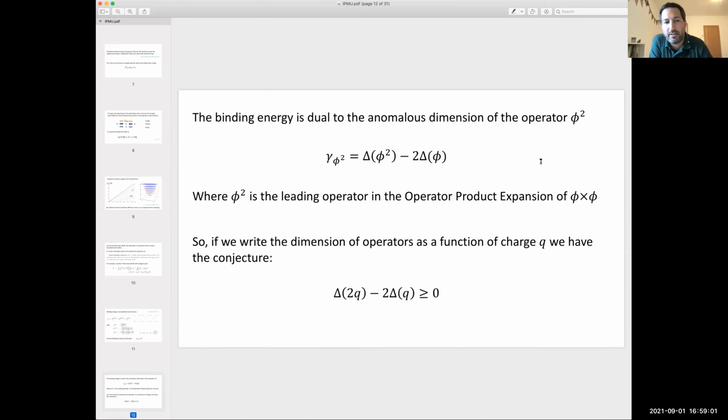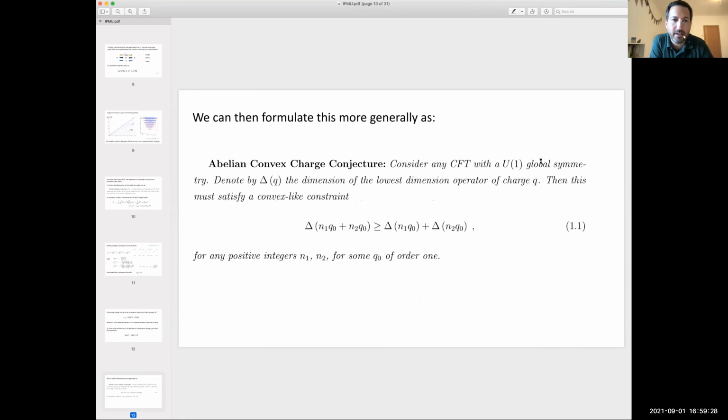And now if we write this relation in terms of the charge of the operator instead of phi itself, then it means that the dimension of the operator of charge 2q, where q is the charge of phi, minus twice the dimension of the operator of charge q, should be positive. That's the positive binding conjecture. So that's what we're getting.